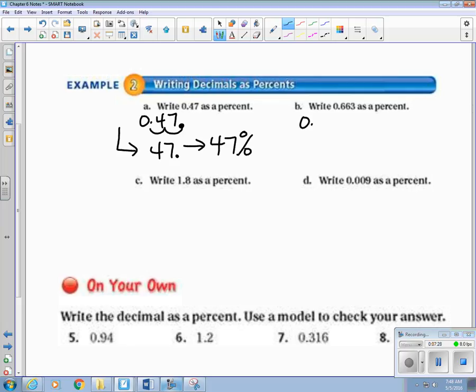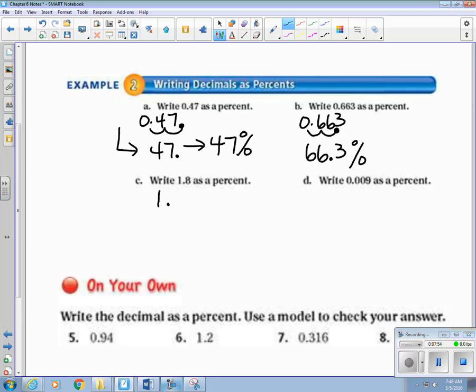Okay, letter B, write 0.663 as a percent. So I'll start out with 0.663. I'm going to move my decimal point 2 places to the right and rewrite it there. I'm going to rewrite this number, 66.3. Now I can't drop the decimal point here because that would change the value. And then we're going to add a percent symbol to it. So 66.3%.